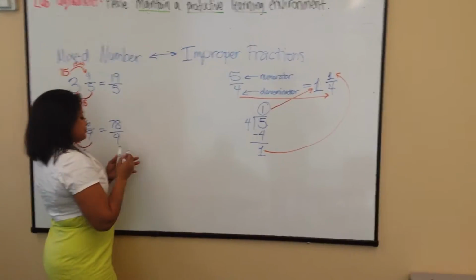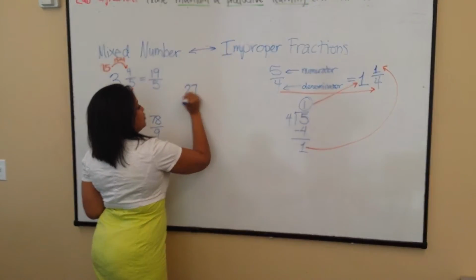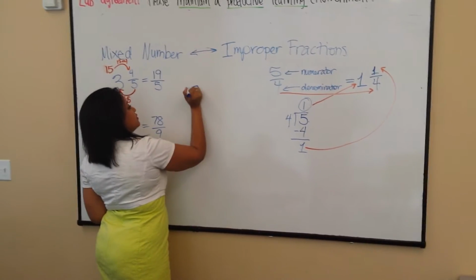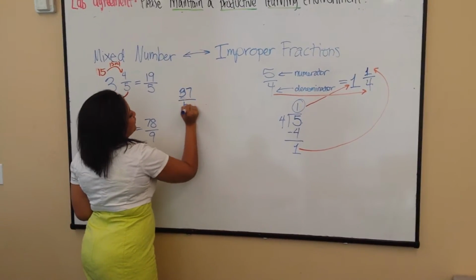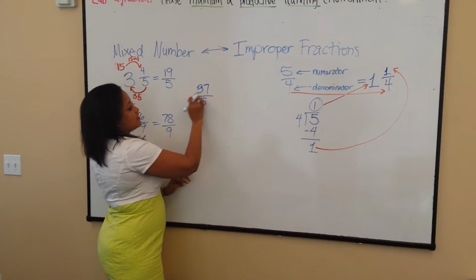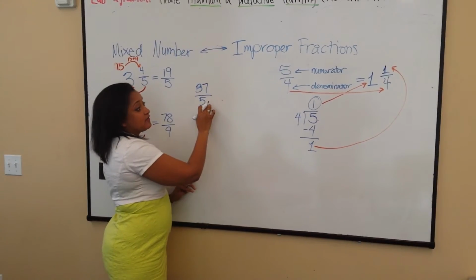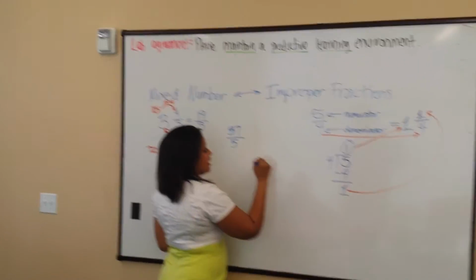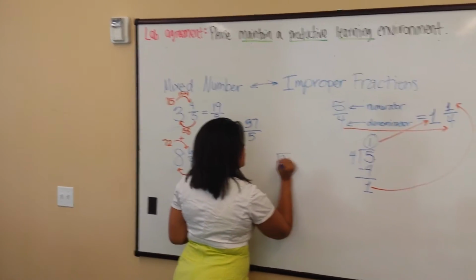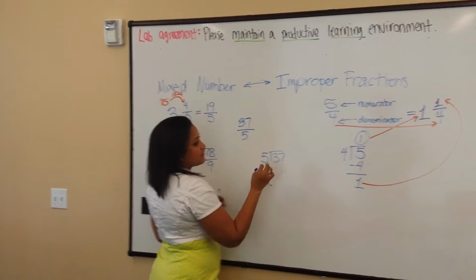Let's say we have 37 over 5. So 37 is clearly larger than 5. We're going to do 37 divided by 5. When I have my division sign, where does the 37 go? In the house. 5 is right there. How many times does 5 go into 37?